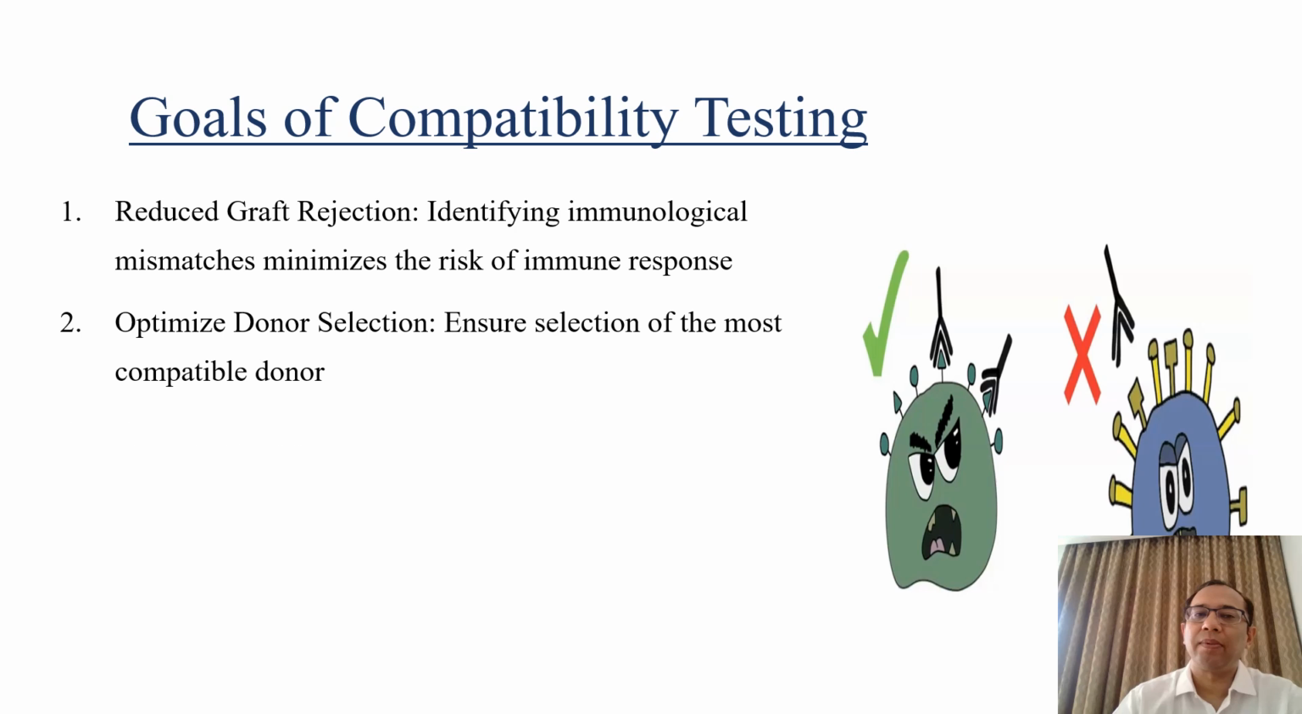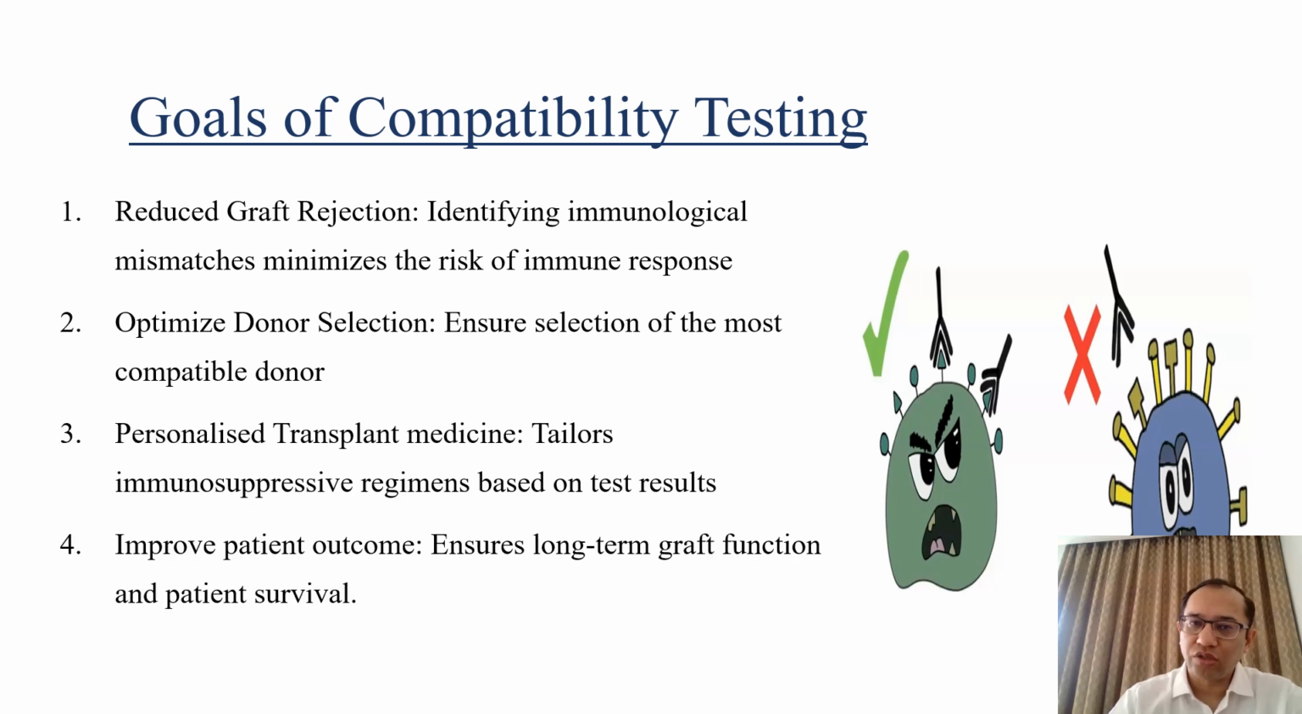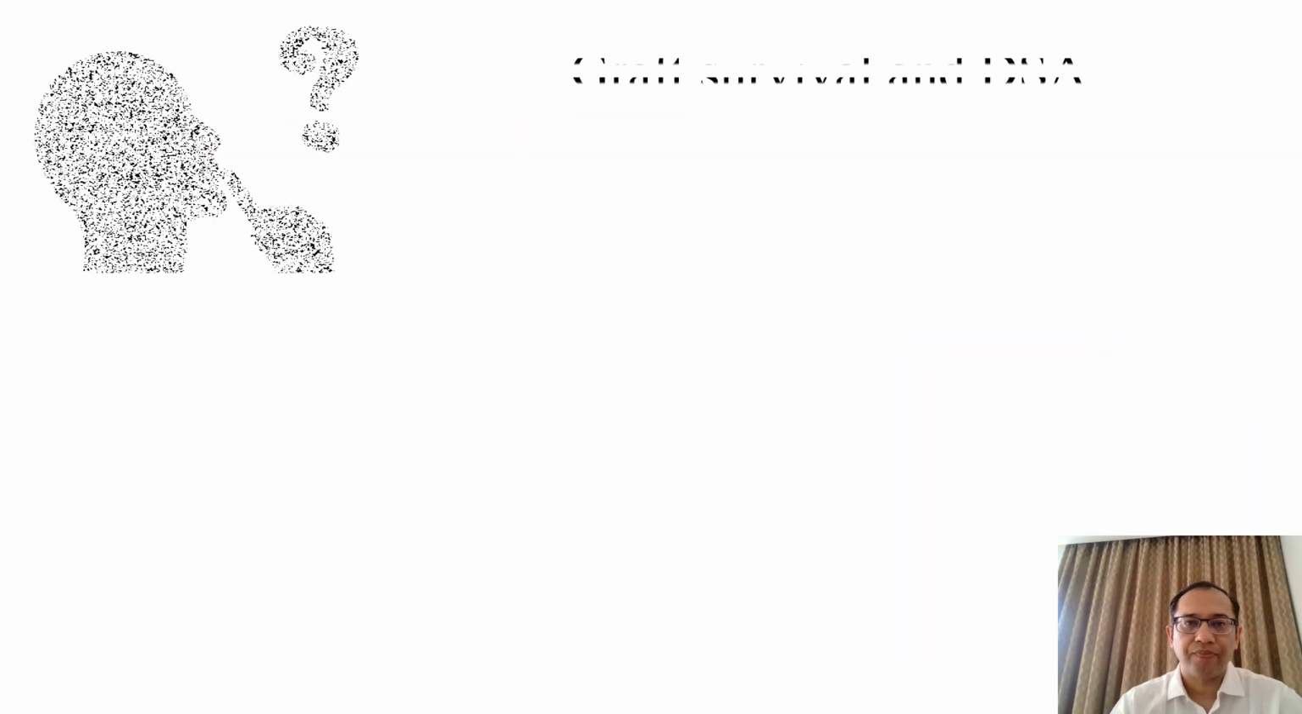So what are the goals of compatibility testing? First is to reduce the graft rejection, very important. Optimize donor selection, ensure that the selection of the most compatible donor is there. Personalized transplant medicine, we can have tailor-made immunosuppressive regimens and improve the patient outcome. Eventually, that is the main goal.